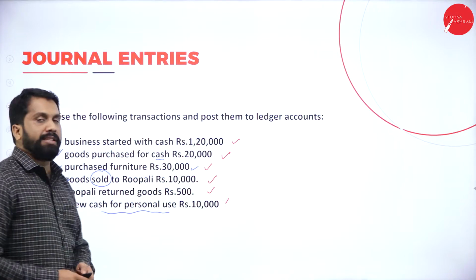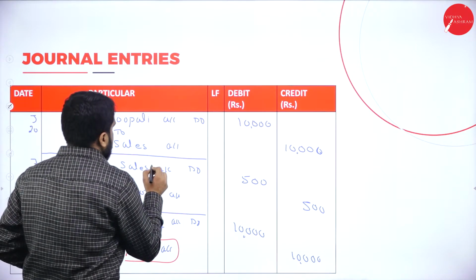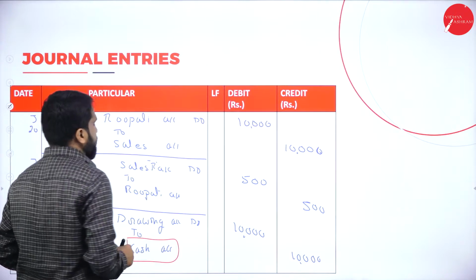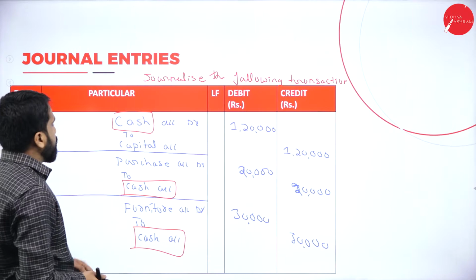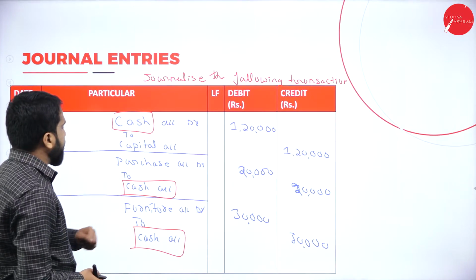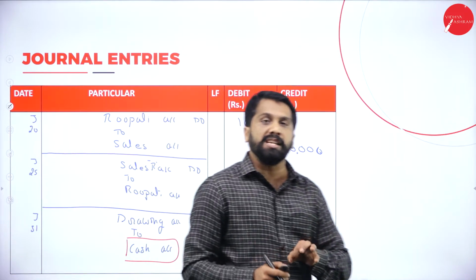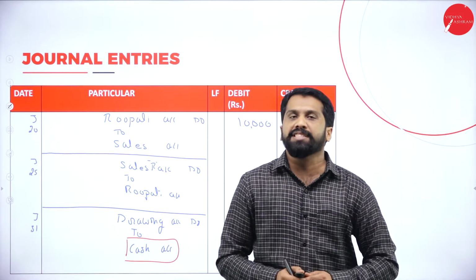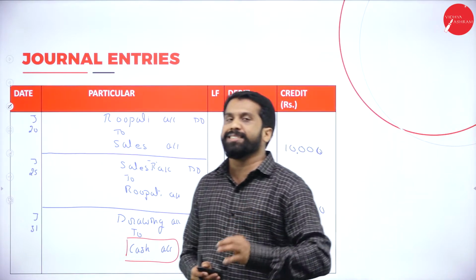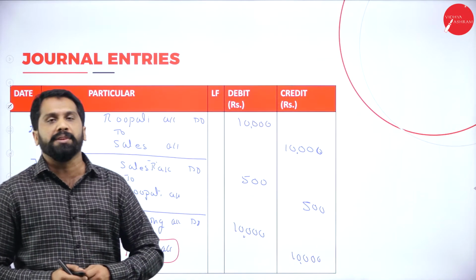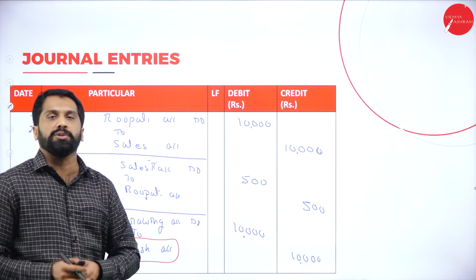Rupali return goods. It is sales return. Remember, it must be sales return. It is not sales, it is sales return. Now, in this we have cash once, twice, thrice, almost 4 times. But still we don't know what our cash balance is. For that reason, what should you do? You should do a ledger account. In the ledger account, you will get to know your cash balance. I'll show you how to do it.